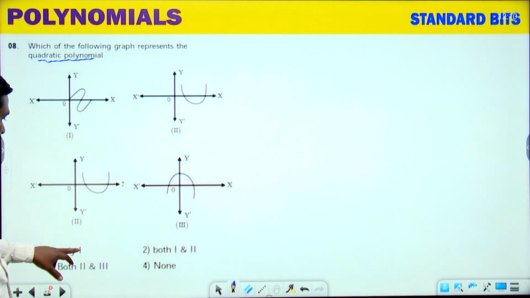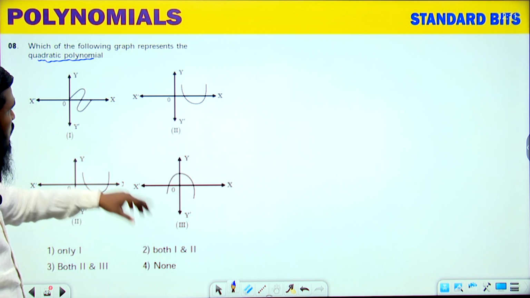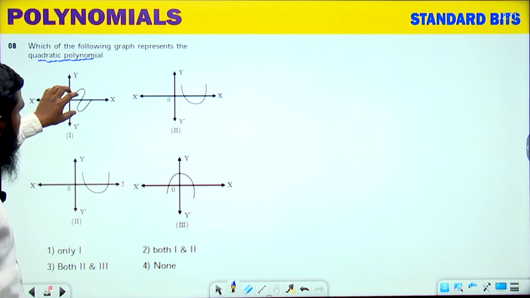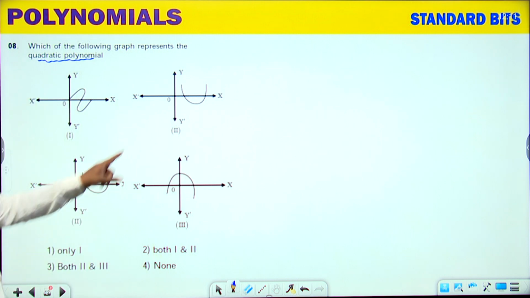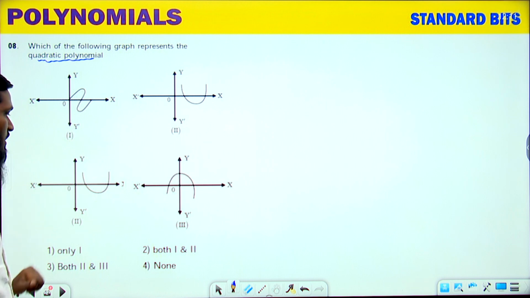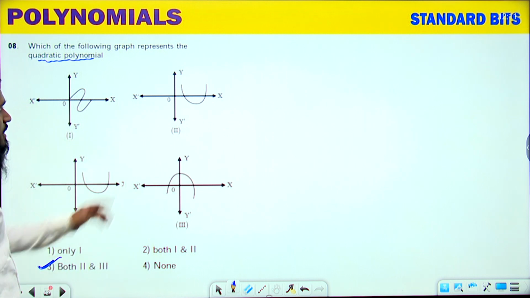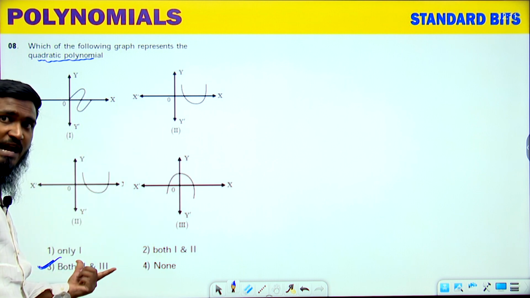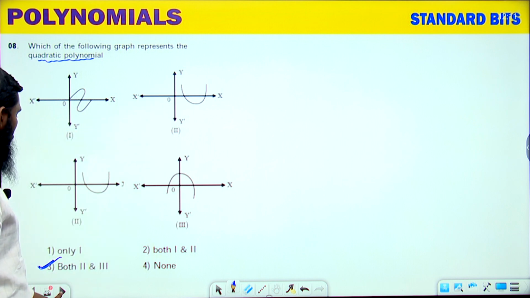Now let us check this part. Only 1 means it is not a parabola. Both 1 and 2 means this one is a parabola, this one we can take as quadratic, but this one is not a quadratic. Both 2 and 3 means this is also quadratic, this is also quadratic, so we cannot take none. Let us go with option number 3. Option number 3 means 2 and 3 both are looking like it, depending upon the options. What are the options we have over here? We are checking this part. So both 2 and 3 are quadratic polynomials.